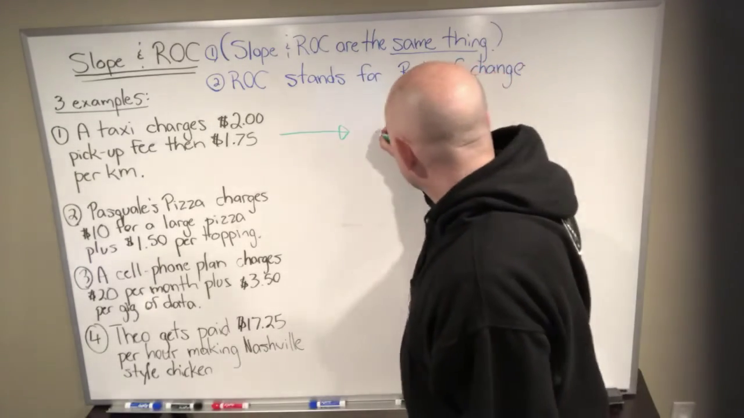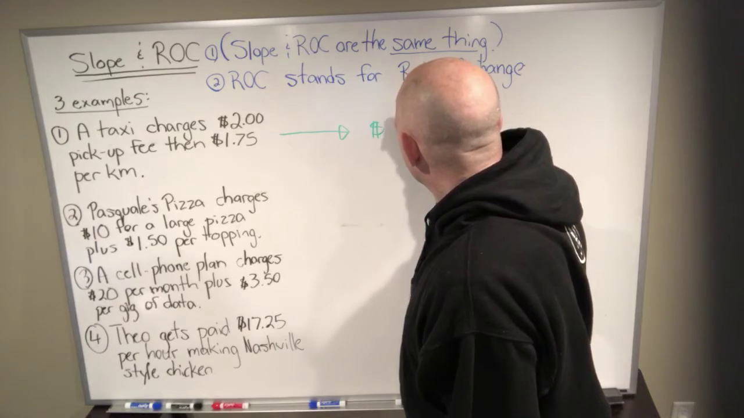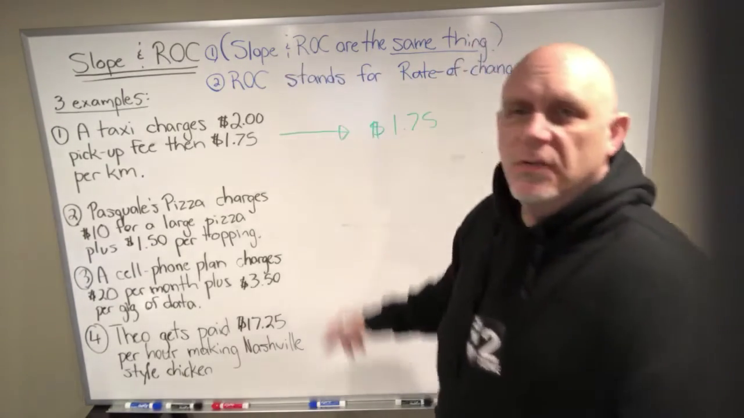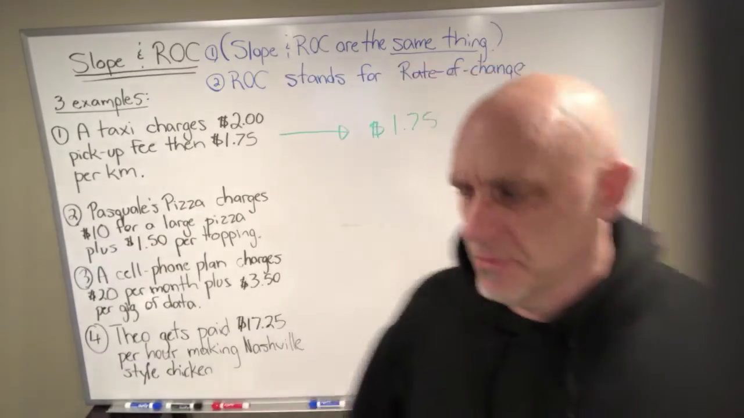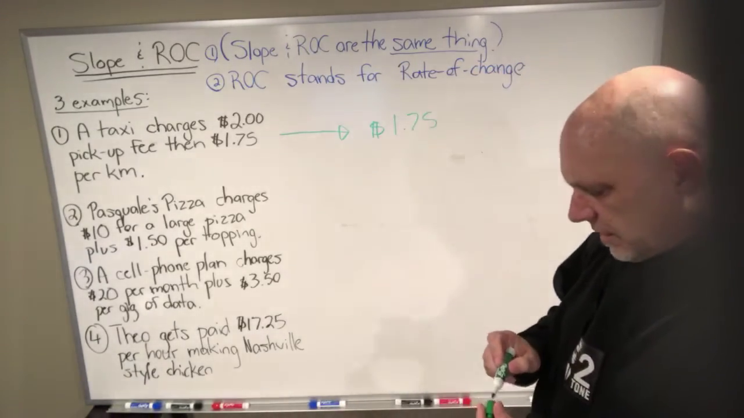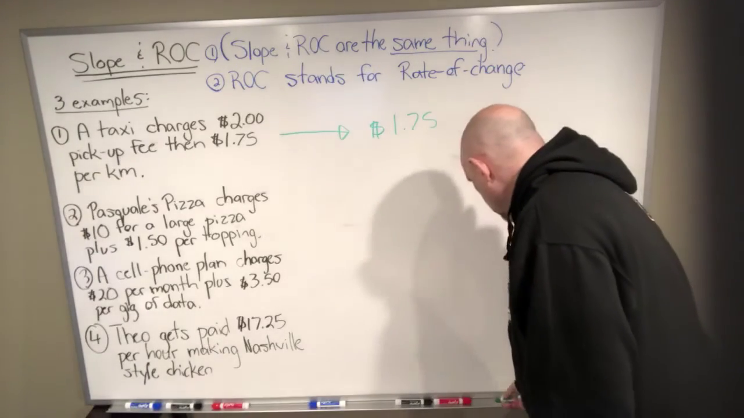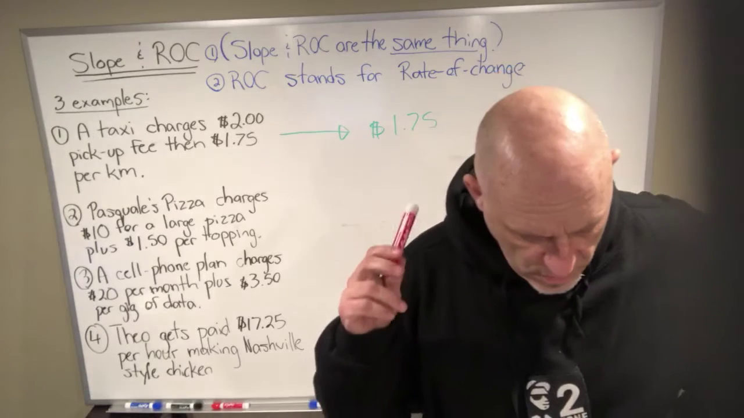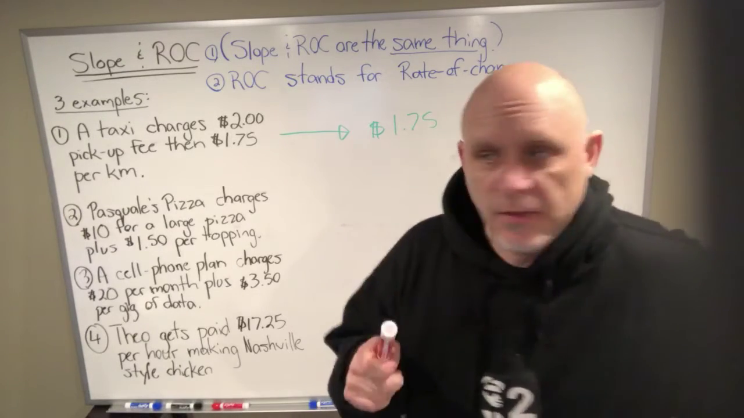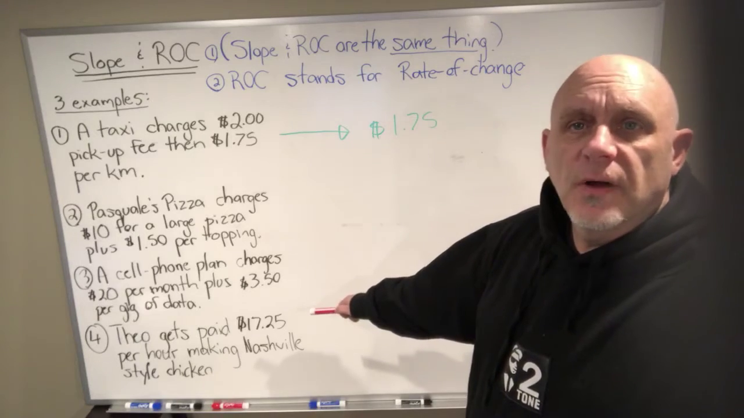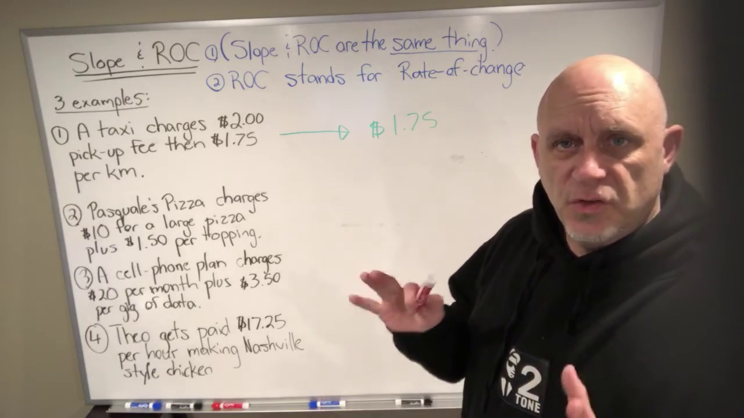So I'm going to write here $1.75. Notice I say slope and rate of change. They're the same thing, two words for the same thing. That's not very visible, so I'm going to do it in red. Sorry, I'm going to switch. Green sucks. All right. So in each one of these 4 situations, we're going to find out what is the rate of change. What is the changing thing?